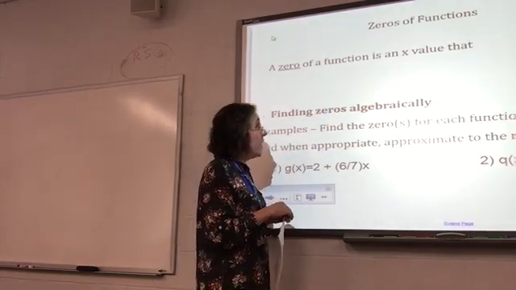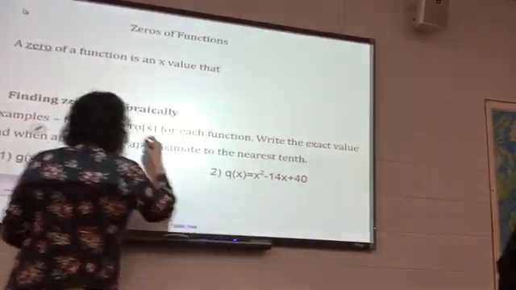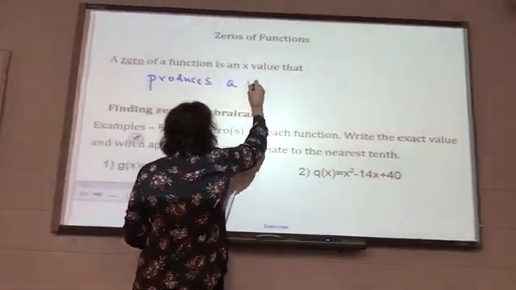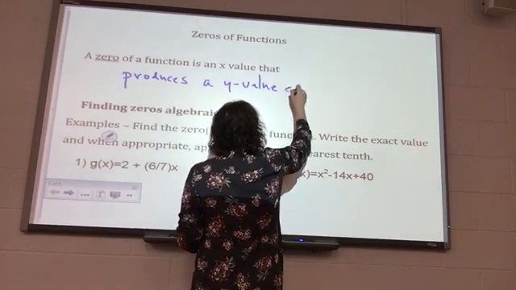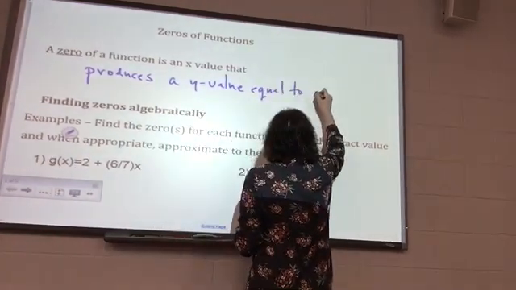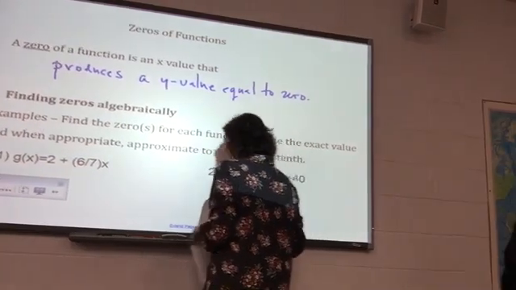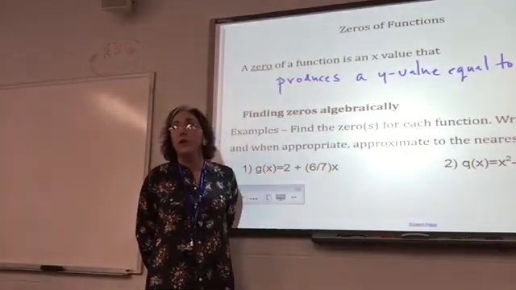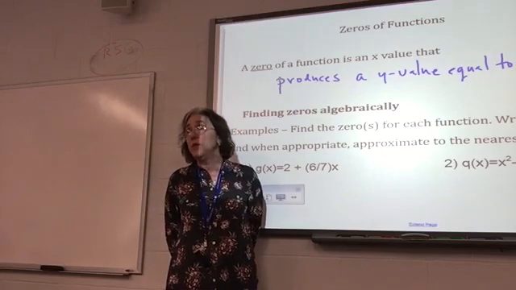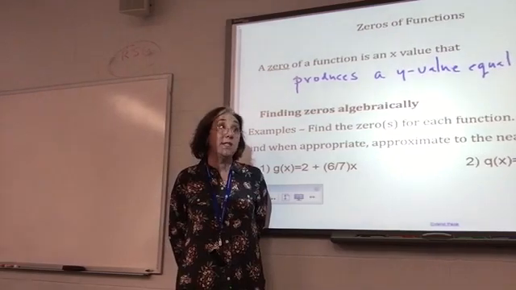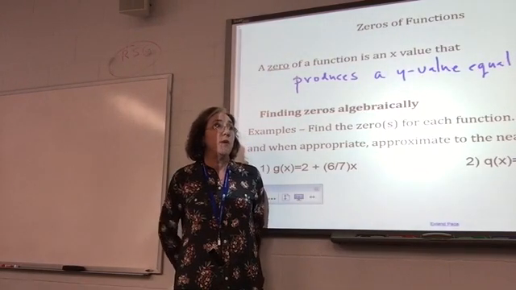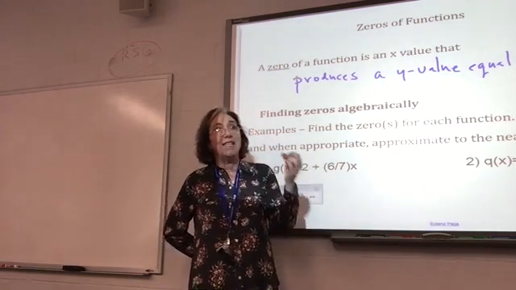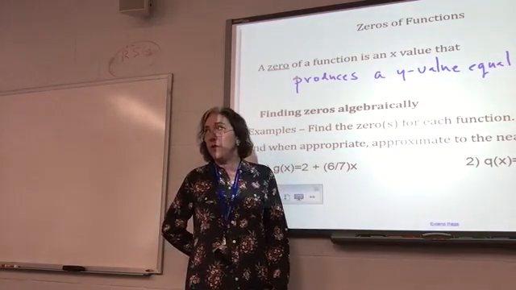A zero of a function is an x value that produces a y value equal to 0. So that is a definition that you need to know. What is a zero of a function? It's an x value that produces 0. Remember, x is our input. So that's another way you could write it. A zero is an input value that produces 0 as an output value.